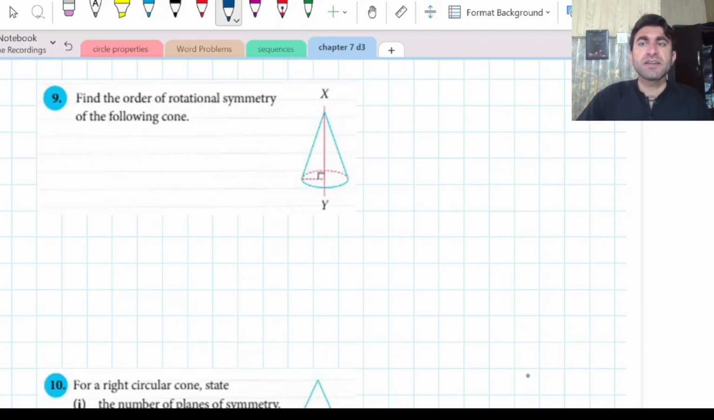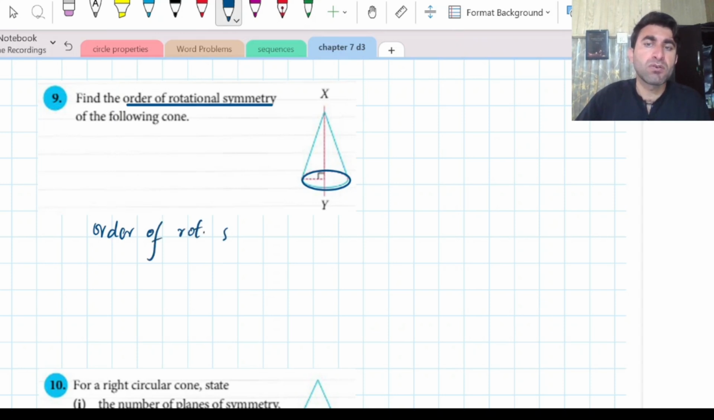Now in question number 9, it states find the order of rotational symmetry of the following cone. And we know the order of rotational symmetry depends on the base of the cone. And as we are dealing with circular bases, the order of rotational symmetry of a circle is infinite.